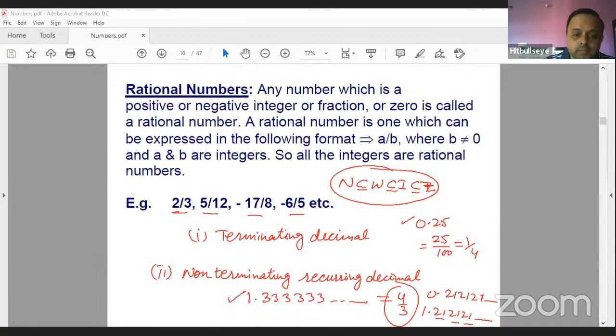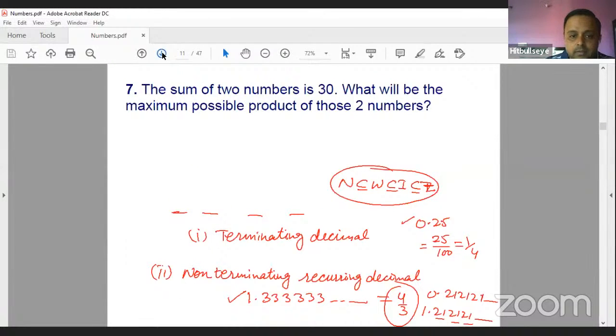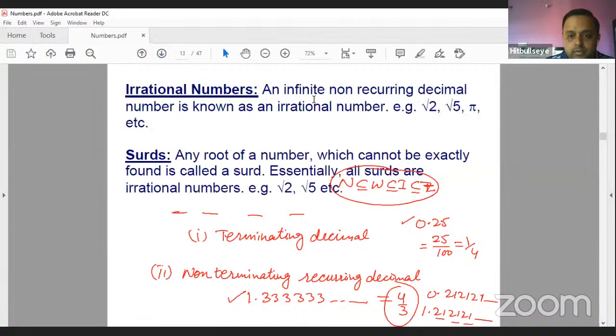So the next definition comes from this second point only. Next is the definition of irrational numbers. An irrational number is a non-recurring decimal. Infinite means non-terminating. So if you get a non-terminating, non-recurring decimal, then such a number is called an irrational number.